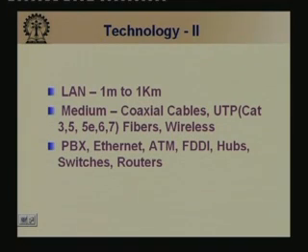So, 1 meter means 2 computers connected residing on the same table, connected side by side. It could be all the computers in one building and all the computers in several buildings and so on. So, that is a kind of range that we have for LAN, and the medium that we use for a LAN, they could be coaxial cables, UTP, fibers, wireless.